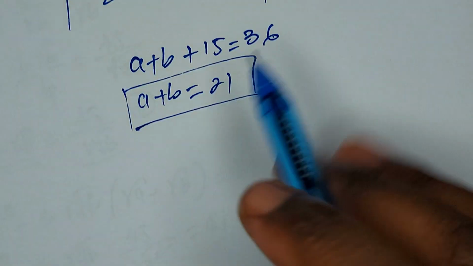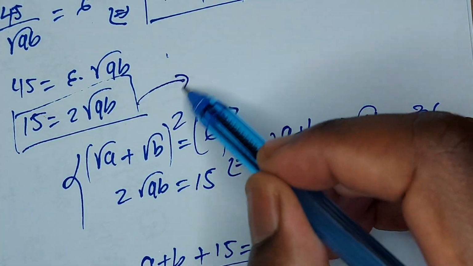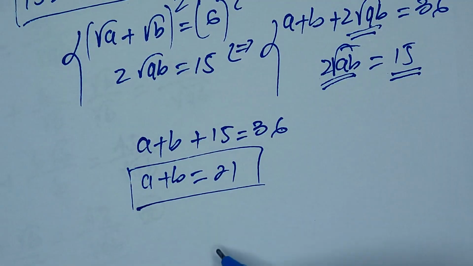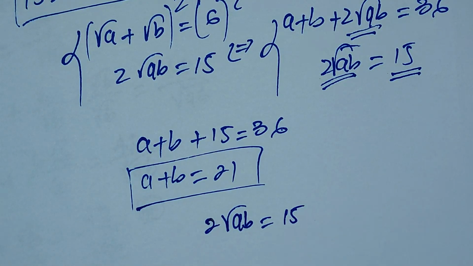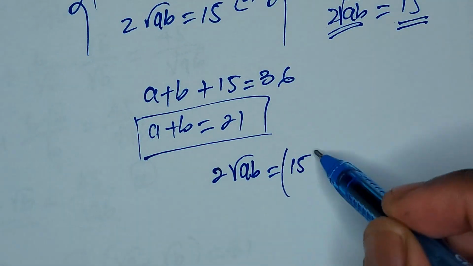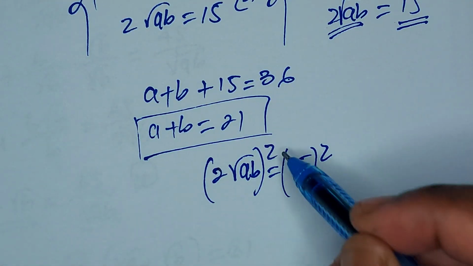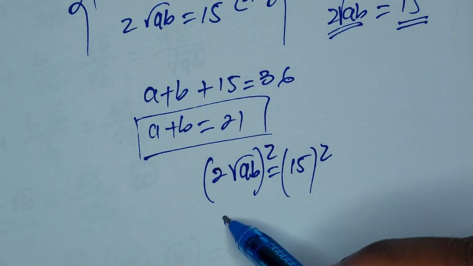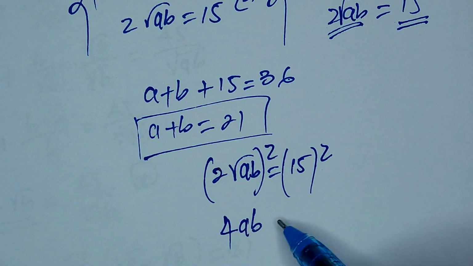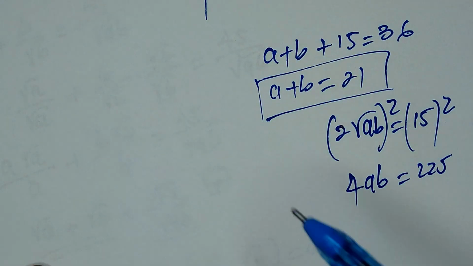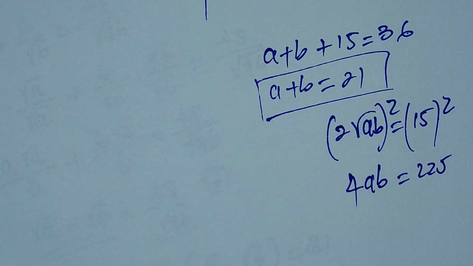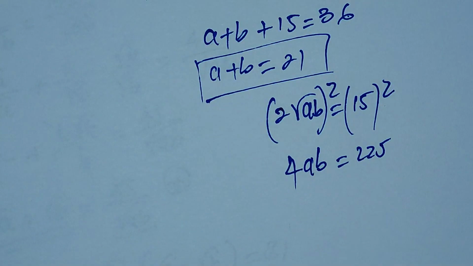Well, remember this one, right? Remember this one, okay? So I'm going to say that 2 square root of AB is going to be 15. So I'm going to square both sides of this equation, okay? So this is going to be 4AB equals 225. So I'm going to keep this again. So this is not like any easy problem, right? As you can see, this is kind of long.